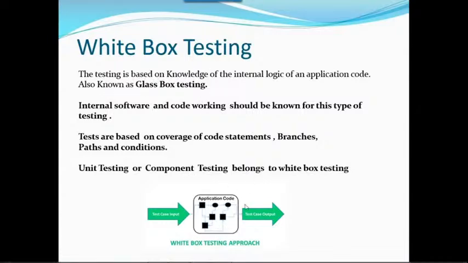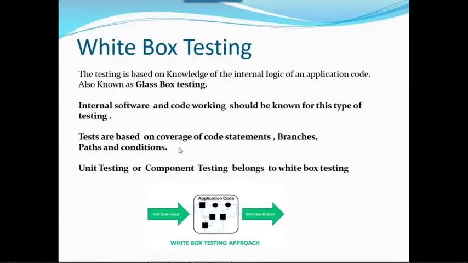Why can we call it a white box? Because the developer is able to see the code. That's the reason they call it a white box. White box means that whatever you write, we are able to see that code, right? So that's the reason they call it a white box, or they also call it structural testing.